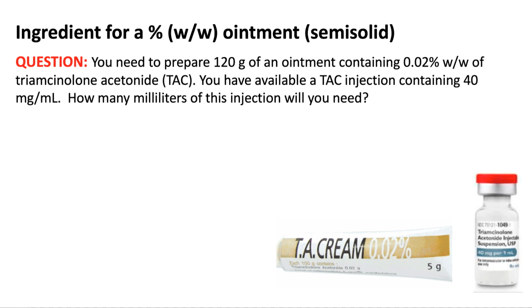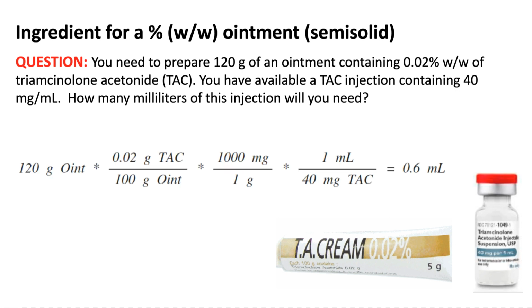All right, so again, this is confusing in the sense that there's a lot of numbers. There's 120 grams, 0.02%, 40 milligrams per milliliter. Where do you start? Well, you start by asking, what am I trying to prepare? In the end, I have to have enough drug for my 120 grams of ointment. So let's start with 120 grams of ointment. Let's figure out how much triamcinolone I need to make that ointment at the percent that I need.